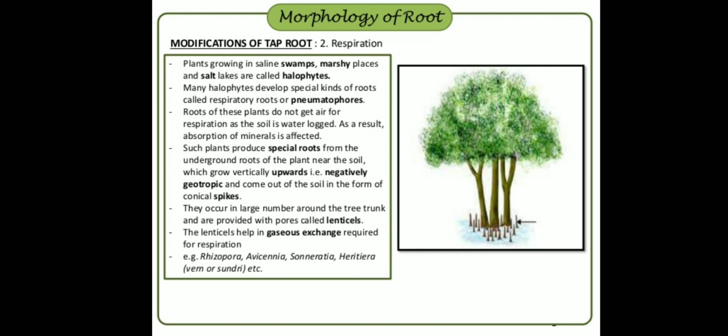So what happens? Such plants produce special roots from the underground roots of the plant near the soil, as you can see in the figure also. Those grow vertically upwards. Vertically upwards means that they are negatively geotropic, away from the soil. They come out of the soil in the form of conical spikes. They occur in large number around the tree trunk and are provided with pores called lenticels. The lenticels help in gaseous exchange required for respiration. This kind of roots you can see in Rhizophora, Avicennia, etc.